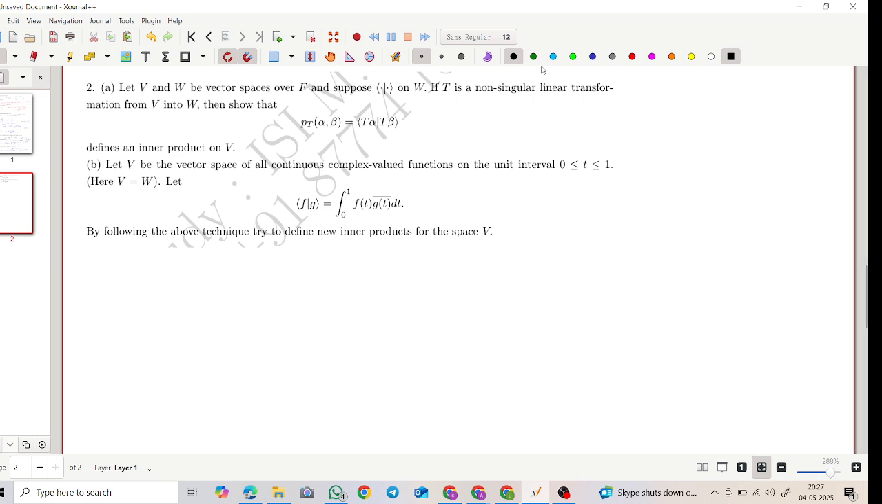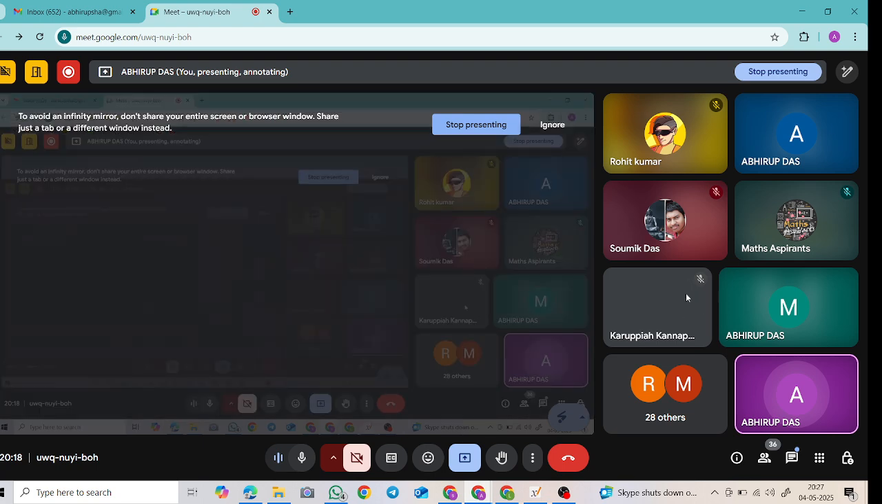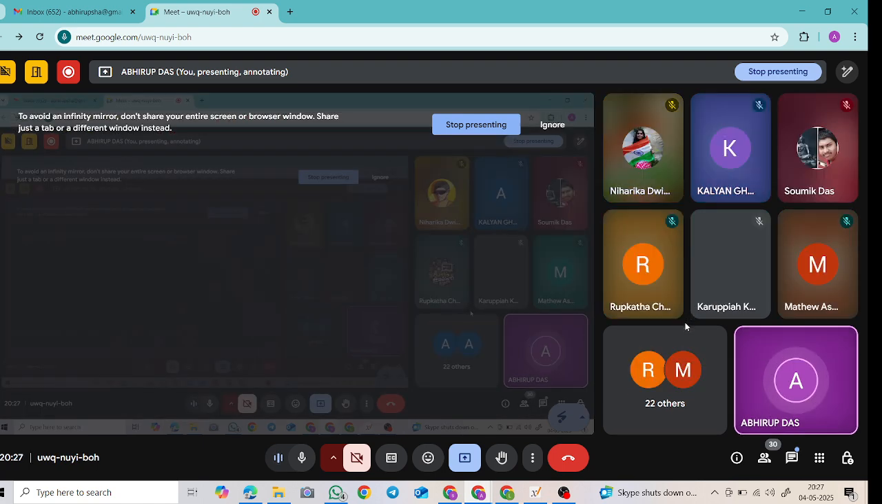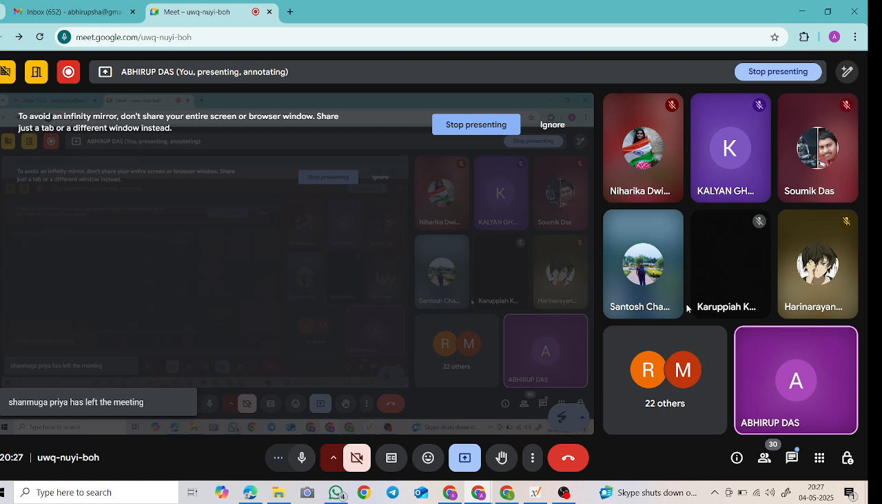Okay, then. So T is a linear transformation from V to W. What is your name, by the way? Because I can't see the screen while I'm writing. Okay, fine.